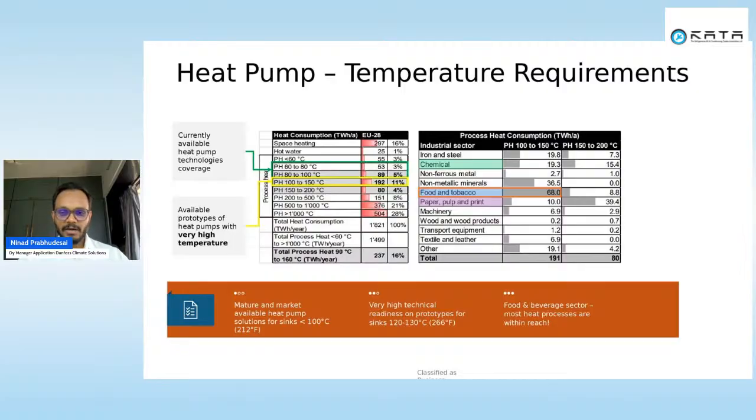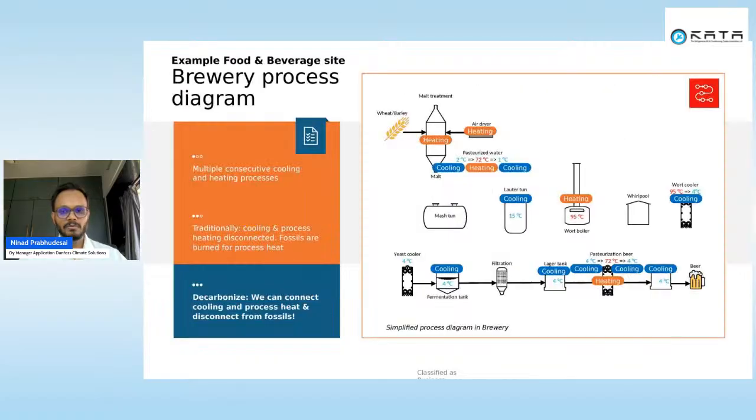From this slide, the message I would like to give is that there is a tremendous consumption of process heat in the different processes, and 100 to 150 degrees is now a bigger segment, where probably the maximum wattage is being used, and developments are going on. We will also see how it helps in saving carbon footprint and electricity from one example, a brewery process diagram.